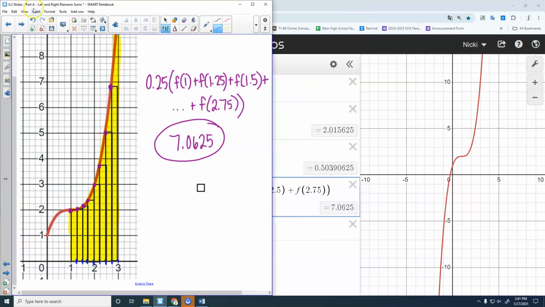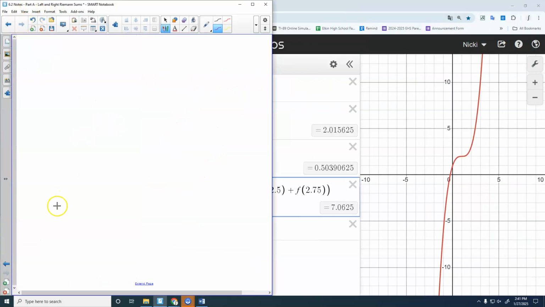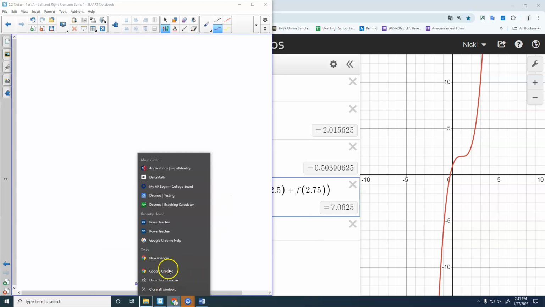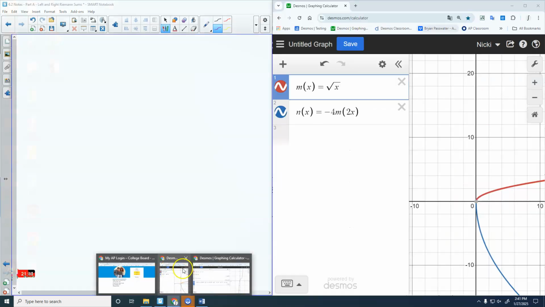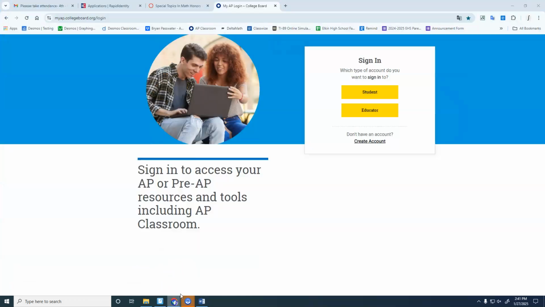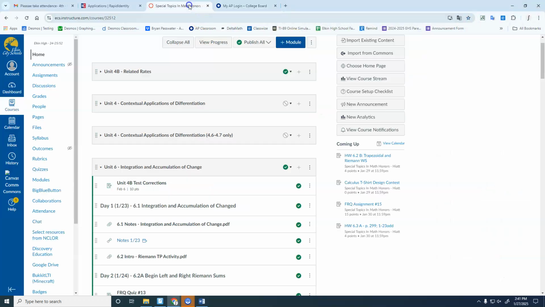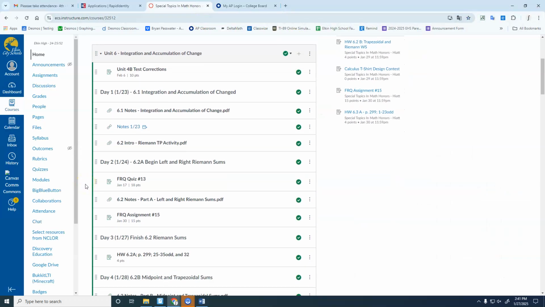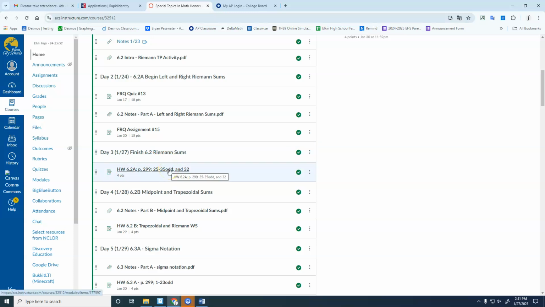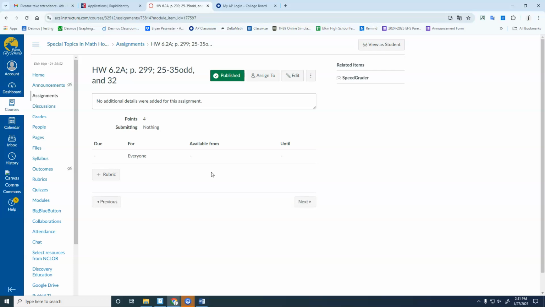The assignment that you guys are going to do comes from the textbook. Where is it? We go to Canvas. I don't have it on here. Oops, I've got too many things open. There we go. All right. Let's see. Thank you. This week, it's going to be 2.99.